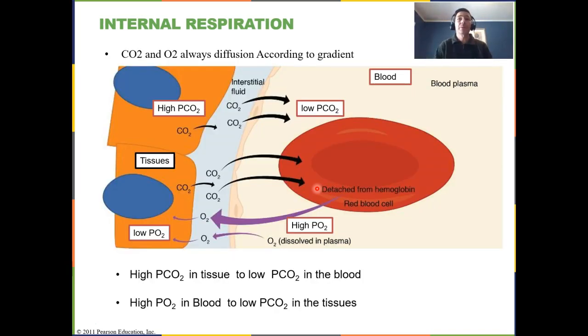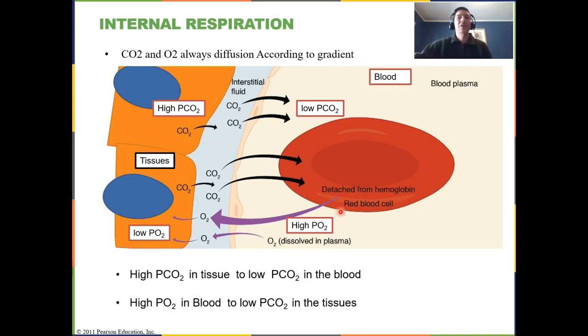Then internal respiration, same concept, only everything is now switched, right? So now you're talking about the exchange of gases between your bloodstream and a tissue, or more specifically the interstitial fluid in your tissues. Now we know that our cells require oxygen. This is why we need it to survive. So oxygen is going to move from the bloodstream into the tissues. This hopefully just intuitively makes sense.